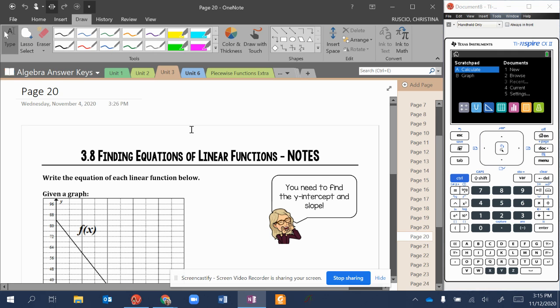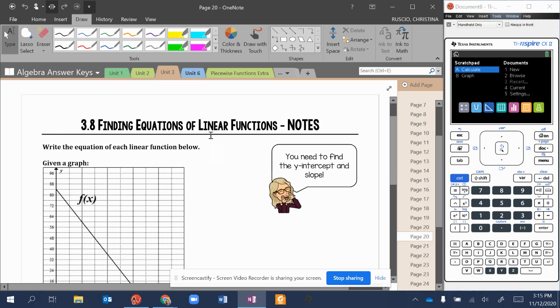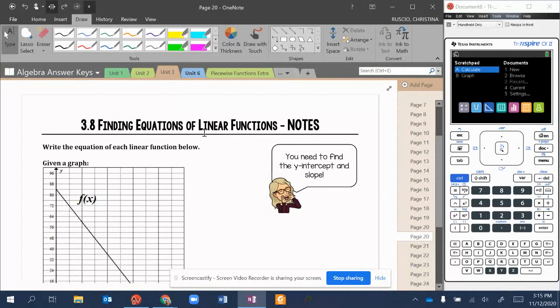You're watching the 3.8 lesson video on finding equations of linear functions notes. Today in this video, we are going to talk about mostly the slope-intercept form of a line.